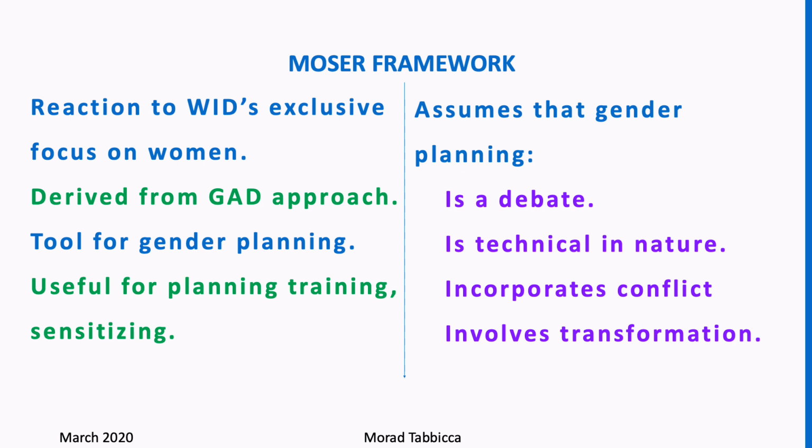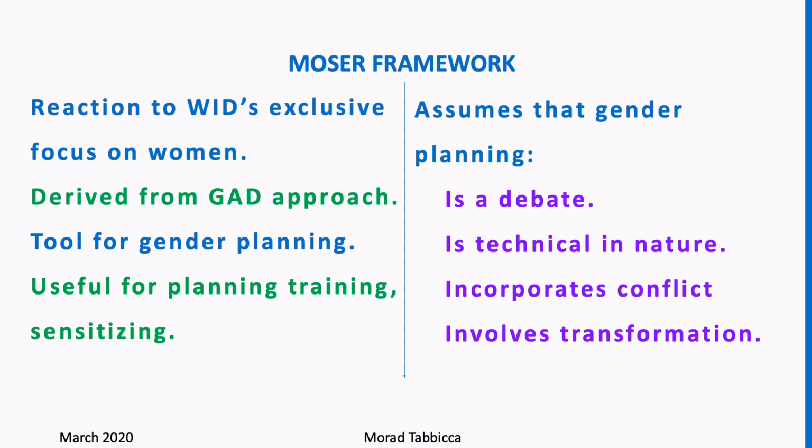it's kind of a reaction to the Harvard framework, and it comes from a gender and development approach to development. It finds its theoretical underpinning in socialist feminism, and it introduces the concept of subordination to the planning process. Now, the MOSA framework is mostly used for development planning, and it is useful as a training tool and to sensitize people on issues of development.